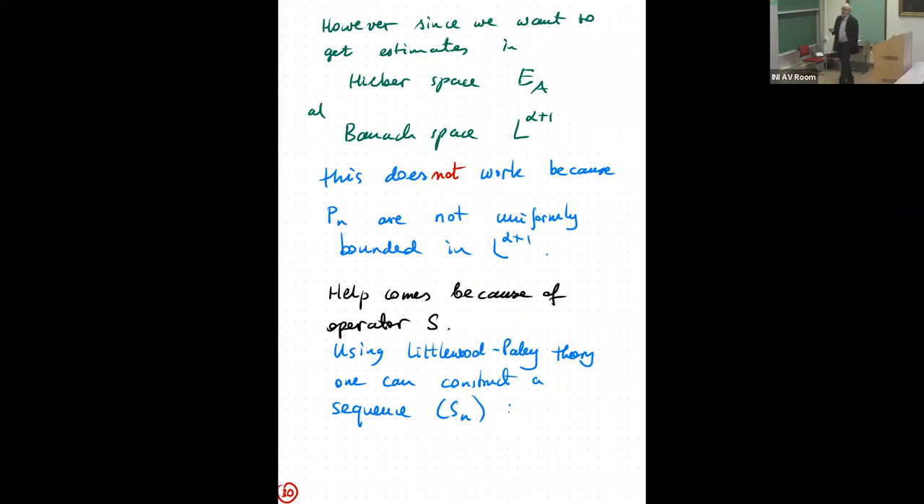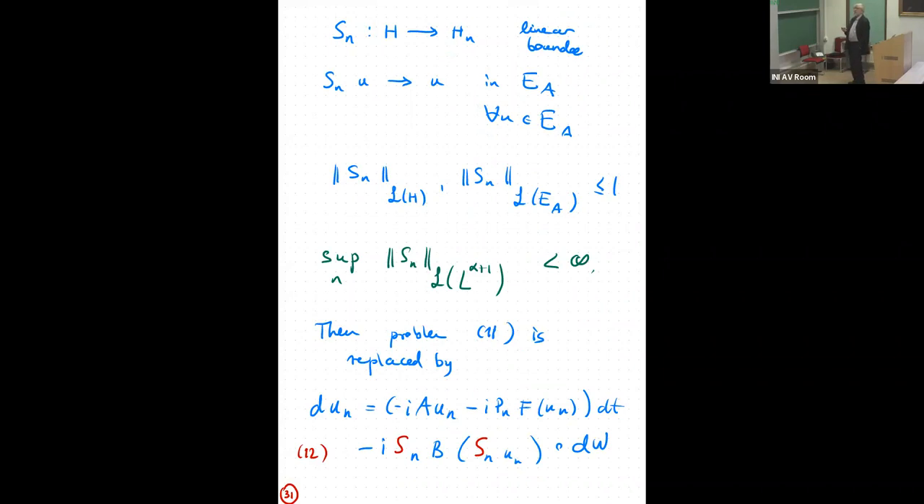And now comes a moment which is new compared to the previous result: we can introduce other projections which are not orthogonal, and that is where we use this operator S. Using Littlewood-Paley theory, one can construct a sequence of operators Sn with the following property: Sn is a linear bounded operator from H to Hn. It strongly approximates the identity in the energy space, so Sn u converges to u in the energy space. These operators are contractions in both H and in the energy space, and they are uniformly bounded in the Lebesgue space L alpha plus 1. So this is something new.